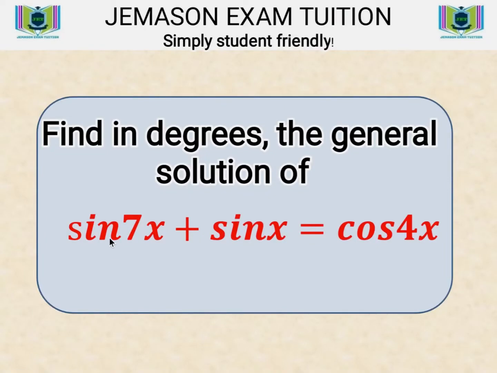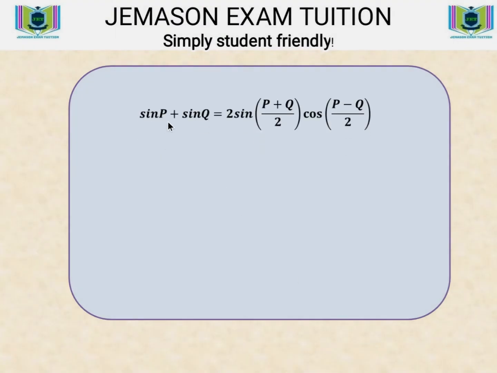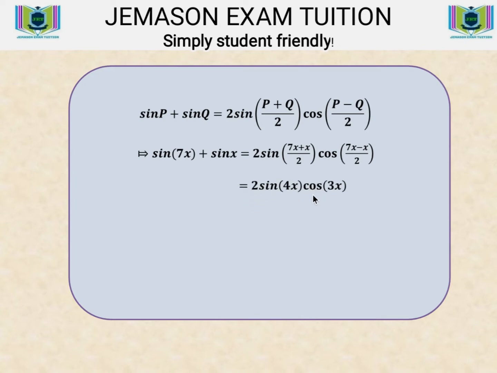In this case, we have sine 7x plus sine x, and the factor formula that we can use is sine p plus sine q equals 2 sine (p plus q)/2 cos (p minus q)/2. So if we apply this to the left hand side of the equation, which is sine 7x plus sine x, it simplifies to 2 sine (7x plus x)/2 cos (7x minus x)/2, which gives 2 sine 4x cos 3x.